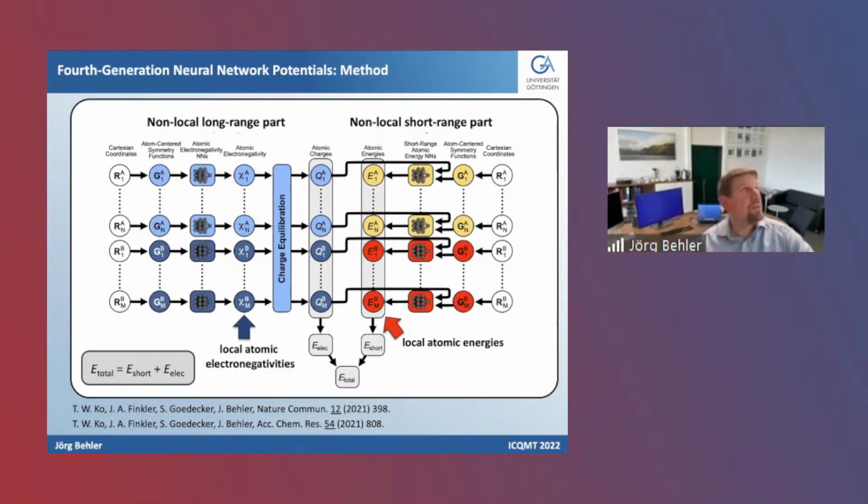It's a bit complicated, but in the end, the left blue part is essentially the SEND approach, but with a different training scheme. So we aim for the charges, not for the total energy. And the right-hand side is the short-range second generation neural network part, with the additional charge information provided to the short-range atomic energies for consistency. And then we can again combine the electrostatic energy and the short-range energy to the total energy of the system.